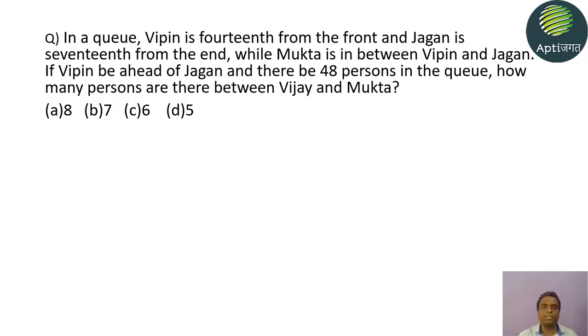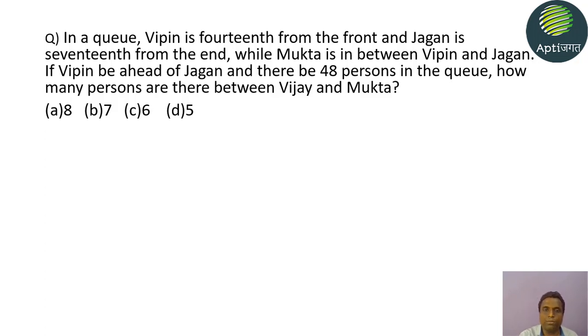In a queue, Vipin is 14th from the front and Jagan is 17th from the end, while Mukta is between Vipin and Jagan. If Vipin is ahead of Jagan and there are 48 persons in the queue, how many persons are between Mukta and Vijay? This is a different, application-based question. Up till now we have seen questions where upward and downward ranks are given and we had to find the total or vice versa. One of the three quantities was missing. Now something different is there. We have to apply the concept of ranking.